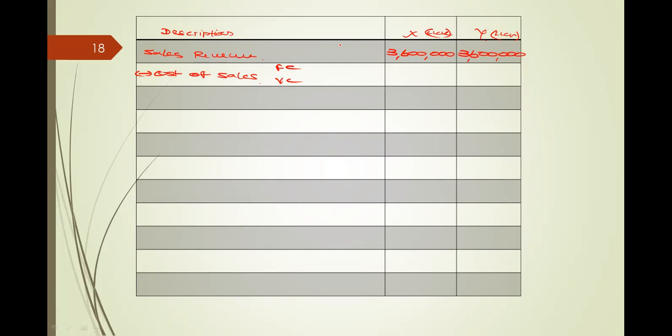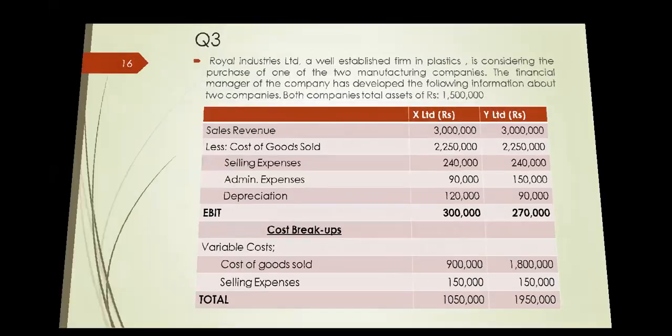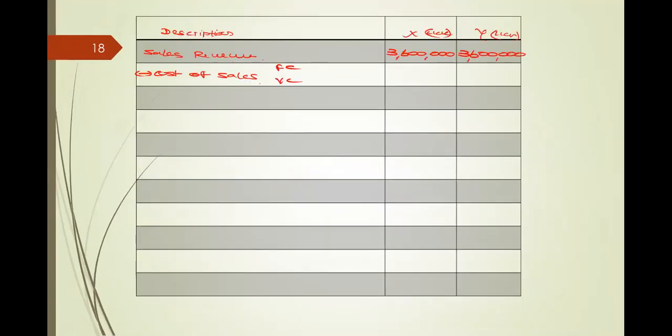Cost of sales fixed amount, tell me for A and B. Tell me. X 1350. Sorry. X 1350. Yes. 1350 in the sense 1.35 million. Yeah.